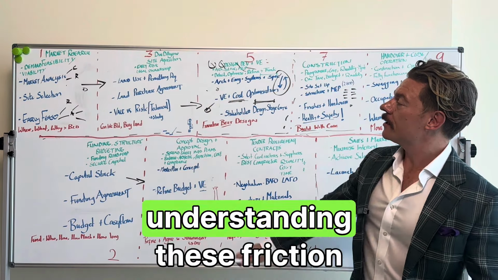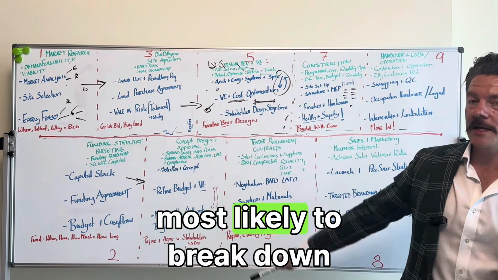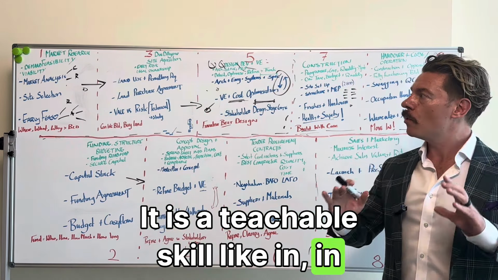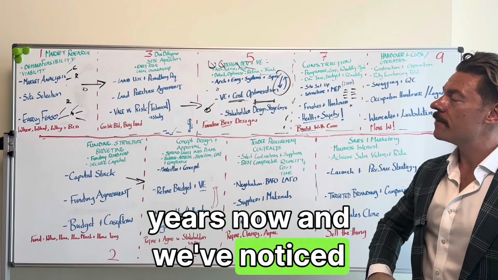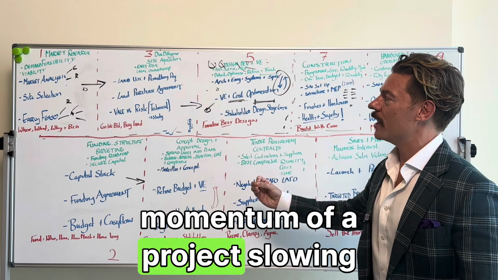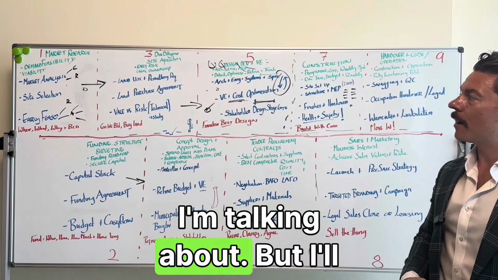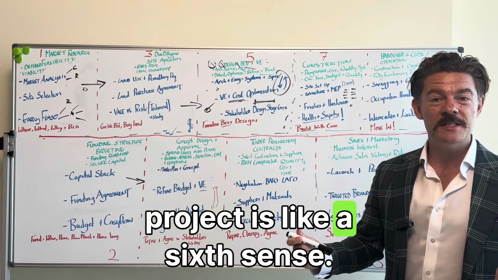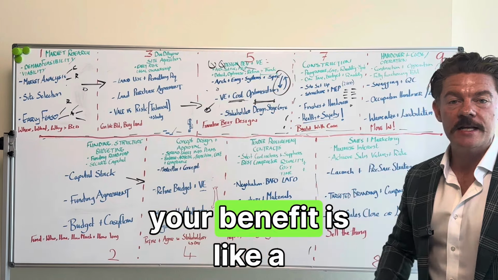And what we find is understanding these friction points and understanding where momentum is most likely to break down. It is a teachable skill, in more ways than I can say. We've been doing this for years now, and we've noticed that there are a few things. There are literally ways that you can feel the momentum of a project slowing and speeding up. And anyone who works in this industry will know exactly what I'm talking about. But I always say that feeling momentum in a project is like a sixth sense, and knowing how to manipulate momentum to your benefit is like a superpower.